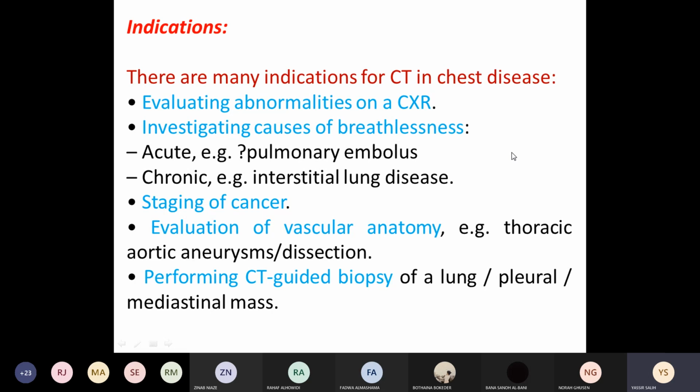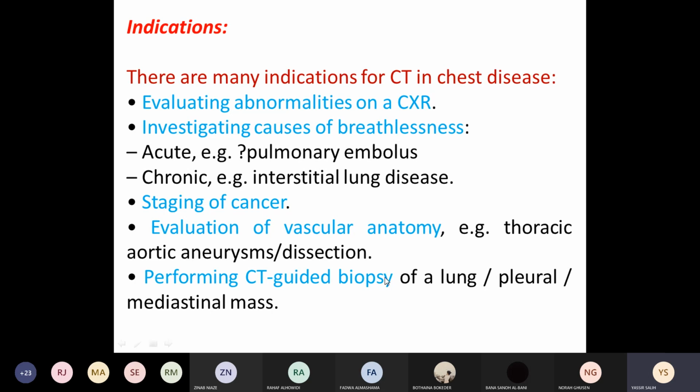Evaluation of vascular anatomy to look for the blood vessels, especially thoracic aneurysm or thoracic aneurysm dissection. برضه thoracic aortic aneurysm dissection CT is very important, although it may be discovered by ultrasound, but CT play a very important role, and there is a strong indication for CT in this case.